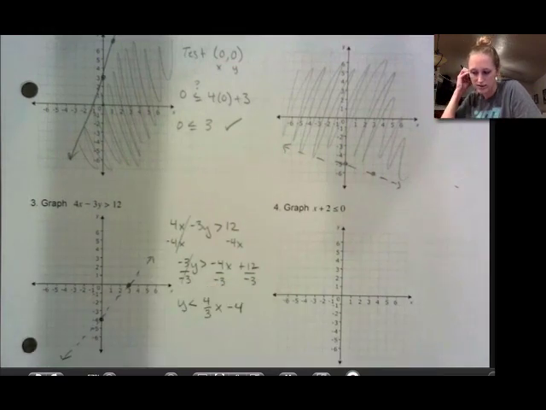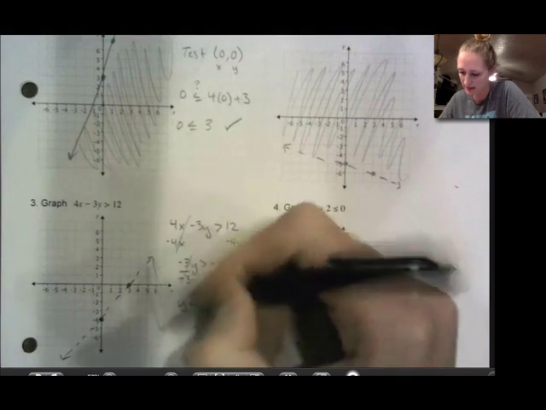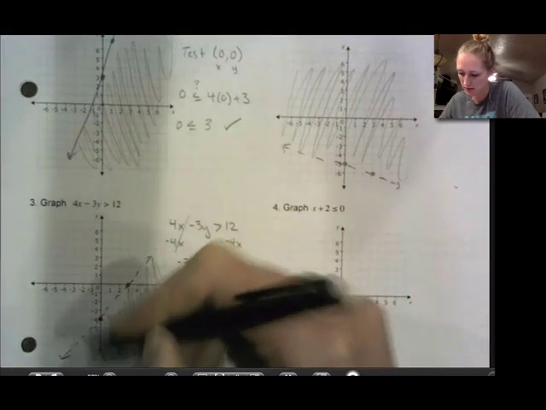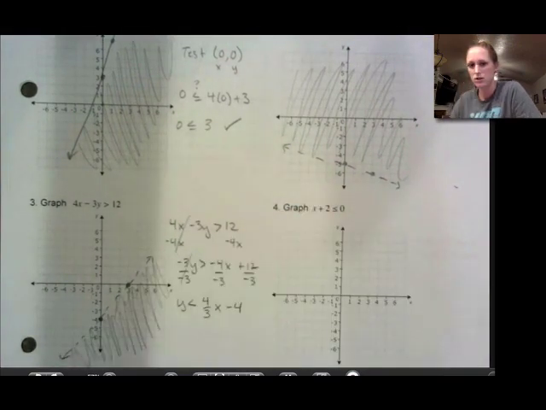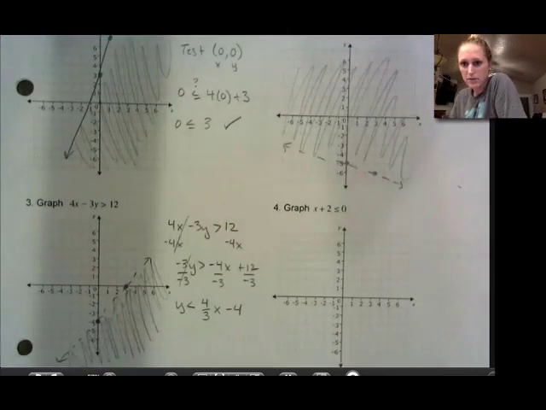All right, and I'm going to shade below because y is less than. All right, last one here, you guys. We have kind of the same process here, but I don't have a y.